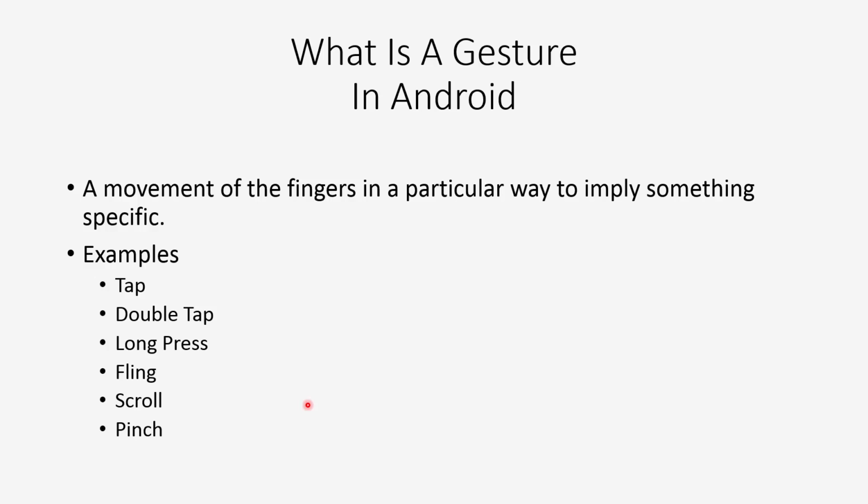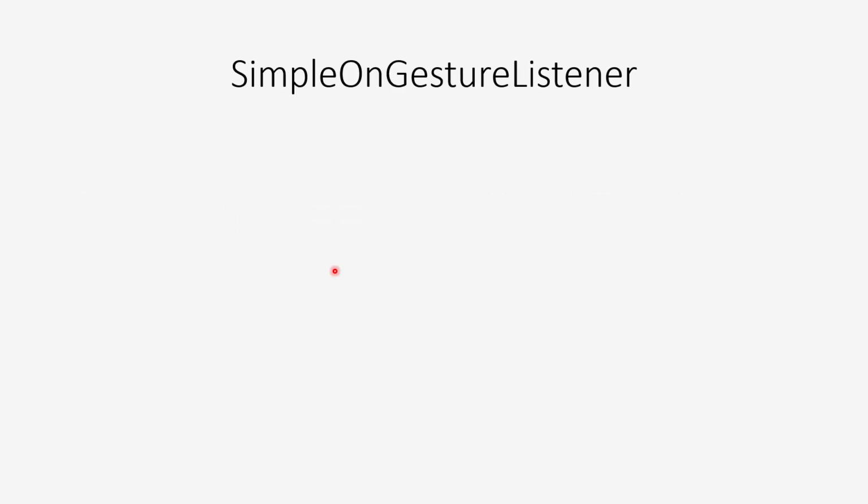So how are we going to implement a gesture in Android? There are a few different ways, but we're going to do it a pretty simple way, and that is using the simple onGesture listener. The simple onGesture listener is a class that we're going to inherit from, and we're going to override some of its methods. A few of these methods are onDoubleTap, which is called when a double tap occurs. You can think of this as a double click on a computer with a mouse, but this is a double tap with your finger.